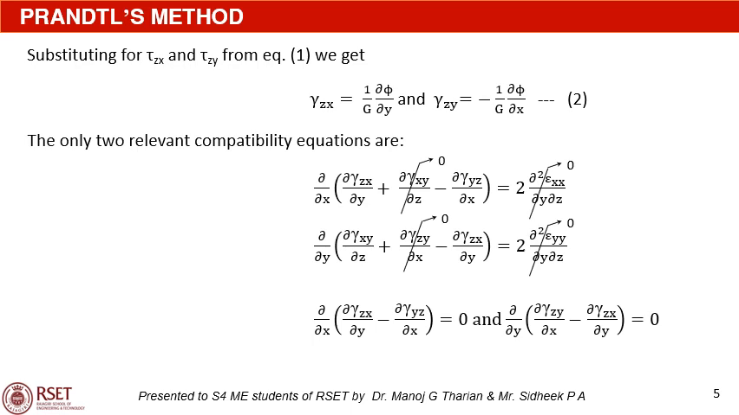So the compatibility equations become dou by dou x of dou gamma zx by dou y minus dou gamma yz by dou x equal to 0, and dou by dou y of dou gamma zy by dou x minus dou gamma zx by dou y equal to 0.